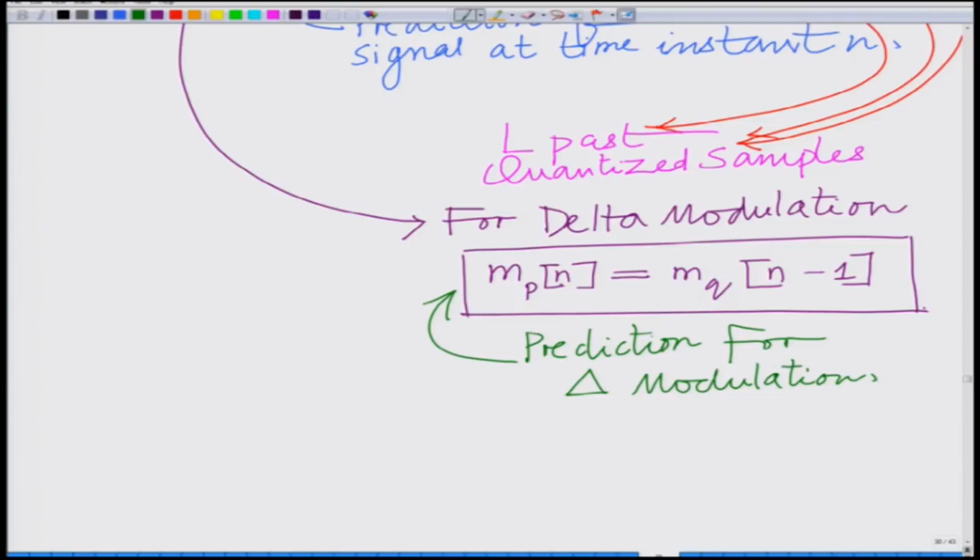DPCM generalizes it. The prediction need not necessarily be simply MQ of n minus 1, but one can use not just one sample, but the past L quantized samples to improve the quality of prediction. The better the quality of the prediction, the better the quantization, and the higher the efficiency of quantization.